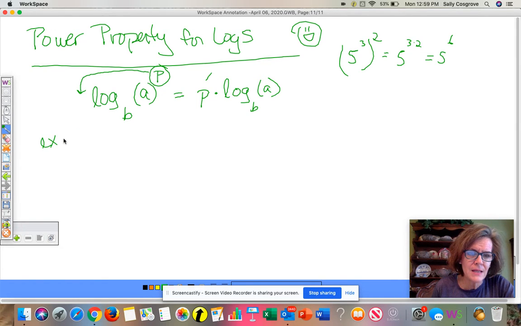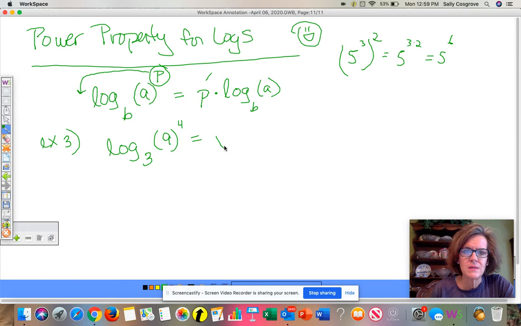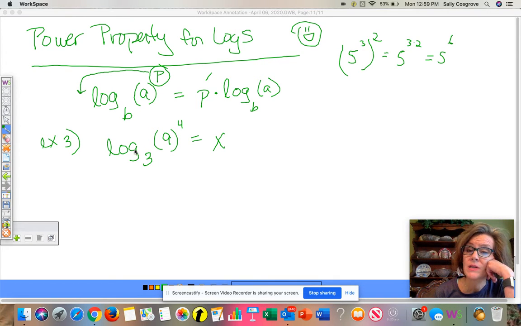Let's look at example 3, our fourth property, but really our third type of example. So I have the log base 3 of 9 to the fourth power equals x. So what do we notice? Well, we notice I just have a log on one side. I don't have logs equal to each other, so I'm not using the log property of equality. I don't have a sum or a difference, so I'm not using the product property or the quotient property. Well, what do I have? Well, I got this exponent on the argument.